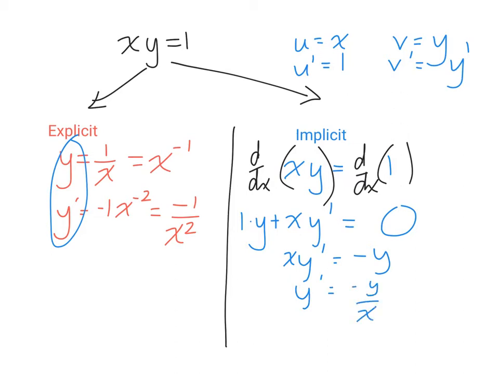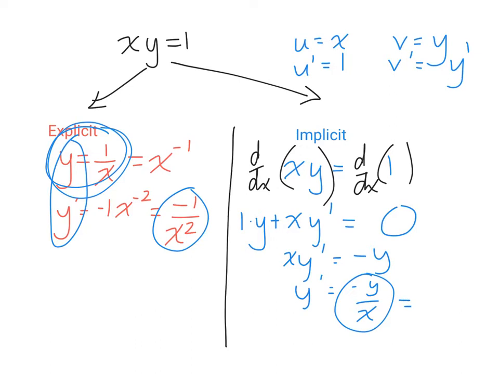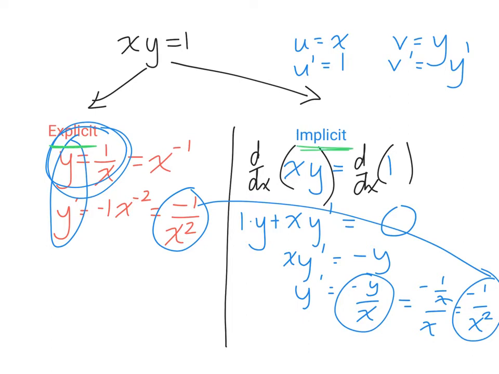Now this and this don't exactly look the same, but if you remember what y was, right way back up here, y is equal to 1 over x. If I substitute that in here, I'll get negative 1 over x divided by x, and that's the same thing as negative 1 divided by x squared. Now, yay, we have two answers that are exactly the same. So you can see whether I take the derivative explicitly or implicitly, I do get the same answer.